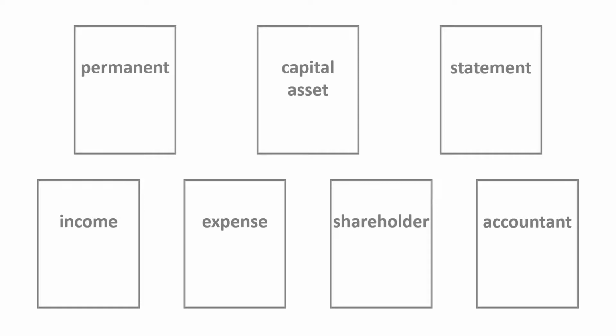As a recap, the simplest way to organize your accounting documents is to think of 7 folders. You need to have a permanent folder that contains all important documents that you need to keep forever or indefinitely. Capital Asset folder that contains all your capital assets. Statement folder that contains your bank, credit card, loan statements. Income folder that contains your income-related documents. Expense folder that contains your expense-related documents.